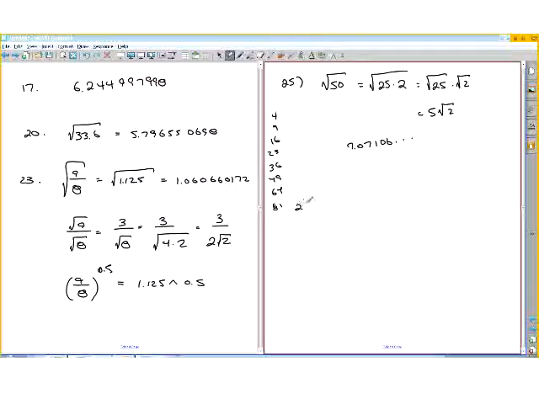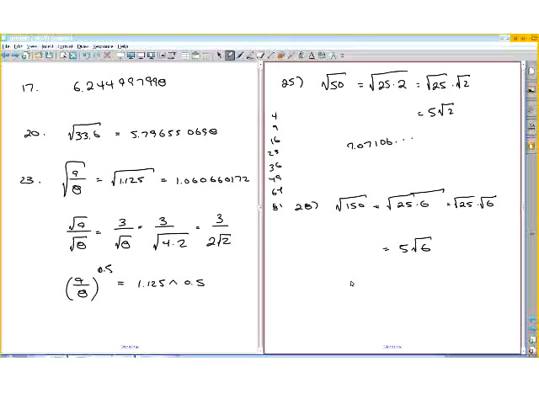Okay, let's look at 28. So we have the square root of 150. What's that equal to? Well, it's equal to 25 times 6. So it's the square root of 25 times the square root of 6. And you can't make 6 out of a perfect square because the only perfect square less than 6 is 4, so that doesn't work. So you get 5 times the square root of 6 in that case.